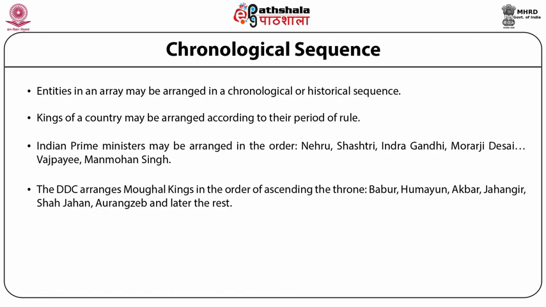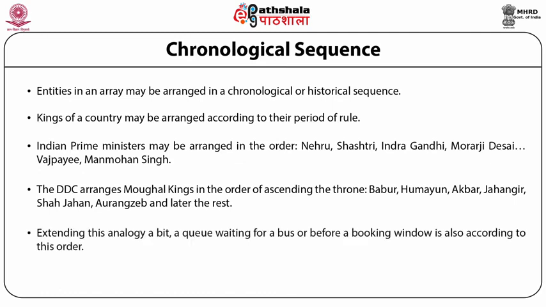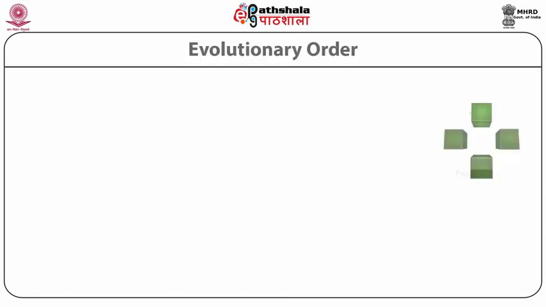and the rest. Extending this analogy a bit, a queue waiting for a bus or before a booking window is also according to this order, and this order is very helpful for civil order. It is an order which may be called first come, first served, and which is the law of a civilized life. Evolutionary order. A related principle is later in time, as the evolution takes place in time.